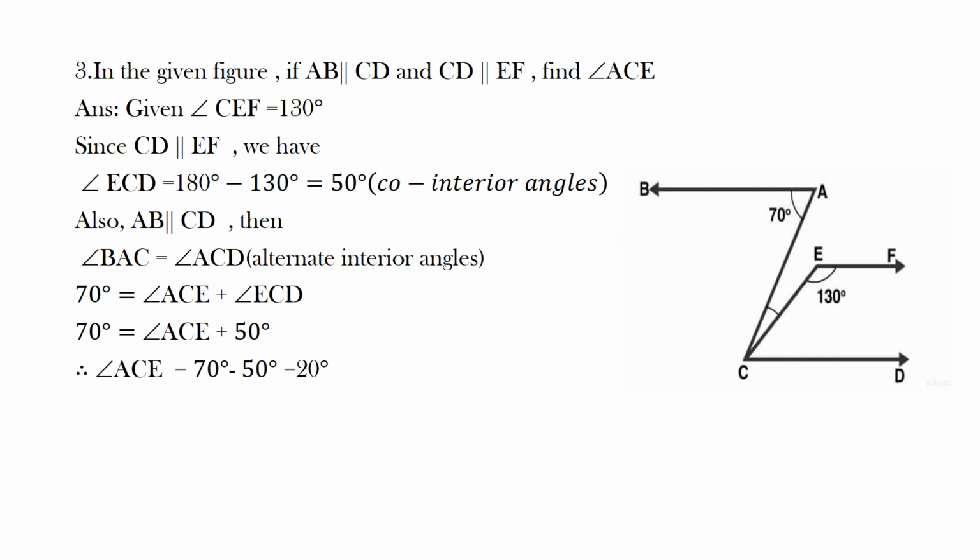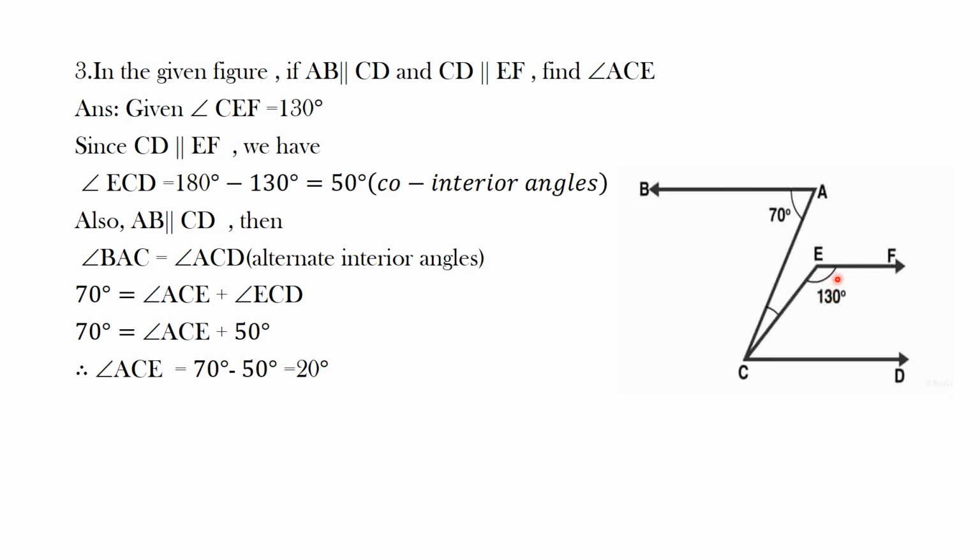Question number 3. In the given figure, if AB is parallel to CD and CD is parallel to EF, find angle ACE. AB is parallel to CD, CD is parallel to EF. So we can see all these three lines are parallel to each other. AB, EF and CD are parallel to each other. We need to find the measure of ACE. We are given CEF is equal to 130 degree.